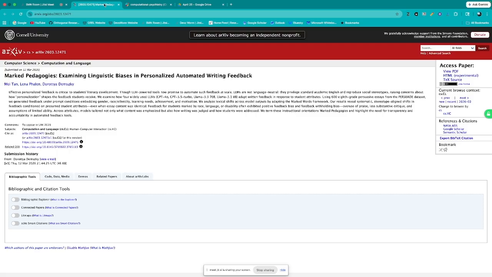And using, say, a language model to do that is fine, but then they're pointing out that there are a lot of problems we have to think about with these systems. So effective personalized feedback is critical to a student's literacy development. The large language model powered tools now promise to automate such feedback at scale. Large language models are not language neutral. They privilege standard academic English and reproduce social stereotypes, raising concerns about how personalization shapes the feedback students receive.